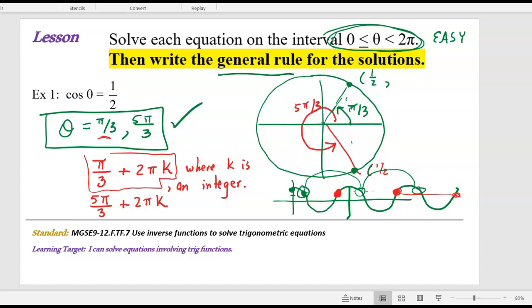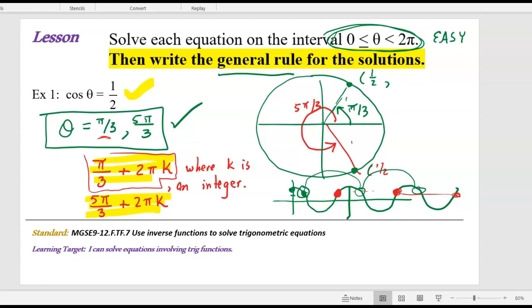But if you're asked to write the general rule, the answer is going to look like this. Meaning you're saying these are all of my solutions, not just 2. This literally represents every single solution to the original equation. All right. So that's the meat of the lesson. Now let's just do some examples.